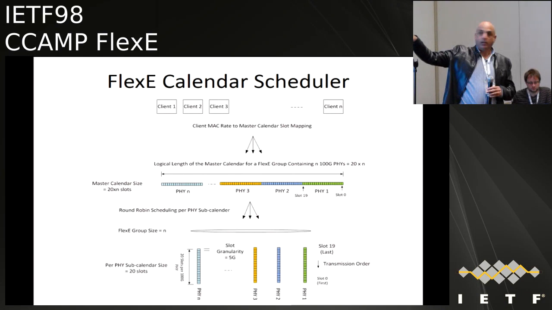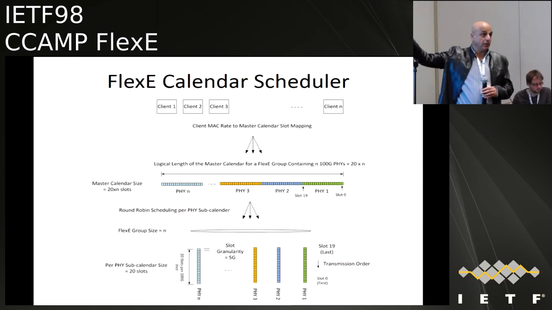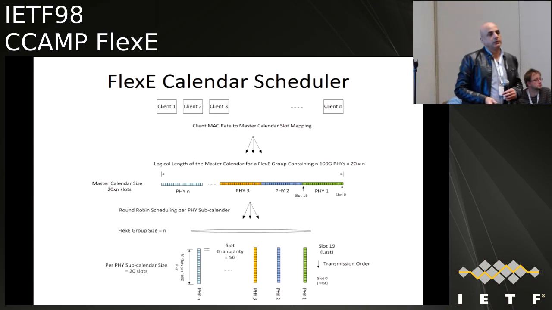times N slots. If I have a client, for example, which for whatever reason could be more than 100 gig, or maybe there are some clients before that which are occupying some of the slots. Let's take the example of 50 gig. I will need 10 slots. So maybe 5 can come on the first PHY, the second on the second PHY, or maybe the third one, depending upon the current occupancy of the calendar.